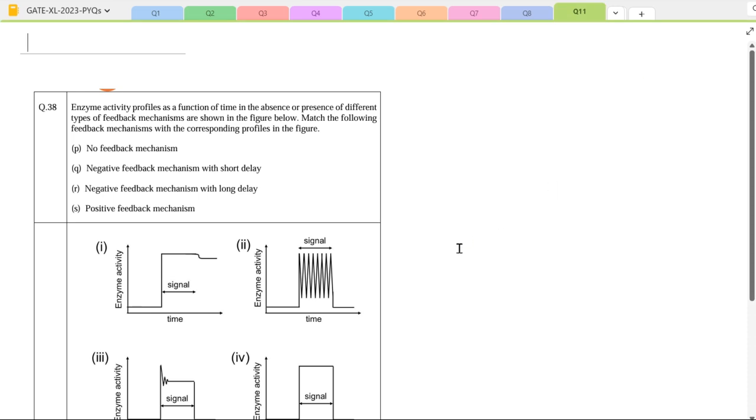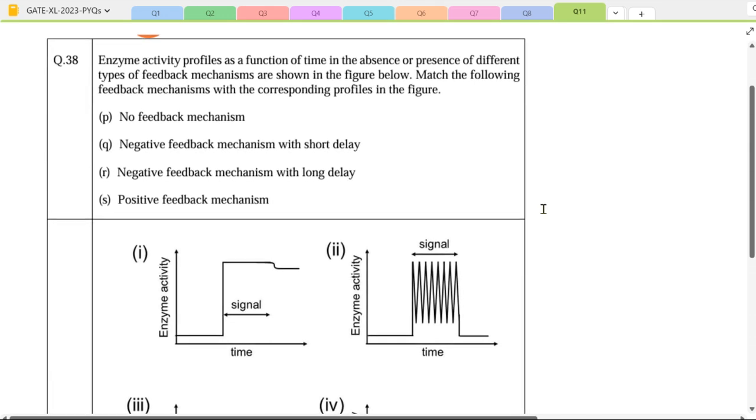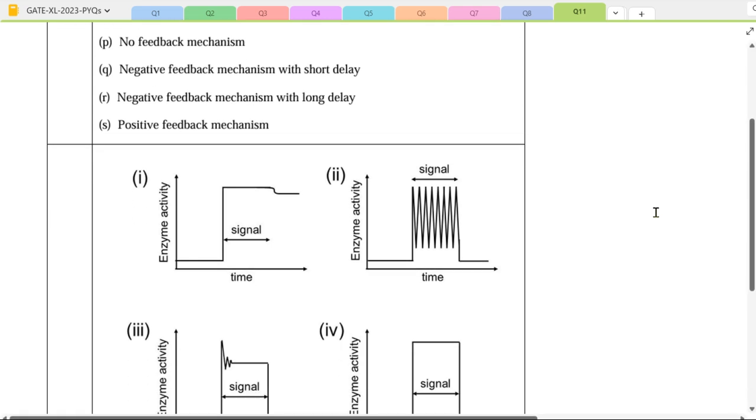Moving on to the next question. Here, enzyme activity profiles as a function of time in the absence or presence of different types of feedback mechanisms are shown in the given figure below. Match the following feedback mechanisms with the corresponding profiles in the figure. Here you have four types: no feedback mechanism, negative feedback mechanism with short delay, negative feedback mechanism with long delay, and positive feedback mechanism.